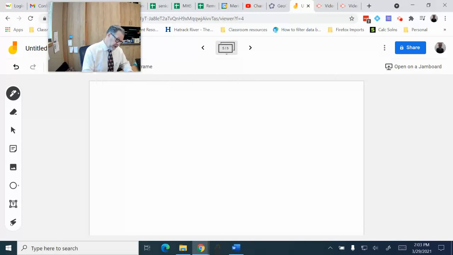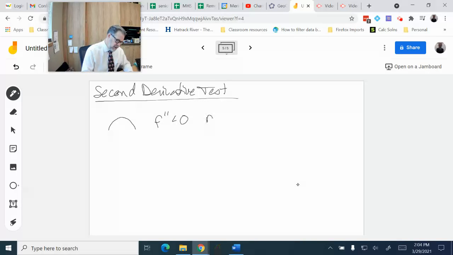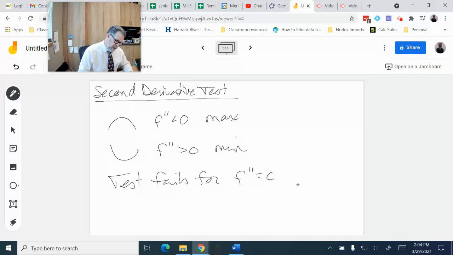Let's see. Second derivative test. Second derivative test tells you that if your second derivative is less than 0, you have a maximum. And if your second derivative is greater than 0, you have a minimum. This test fails for second derivative equal to 0 or does not exist. So then you'll have to go back to analyzing.